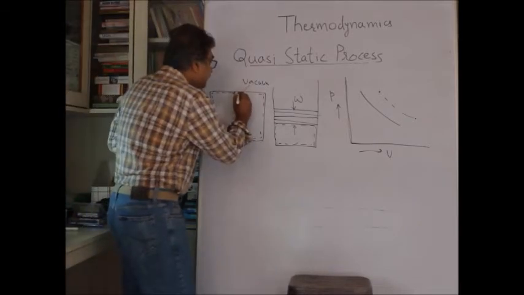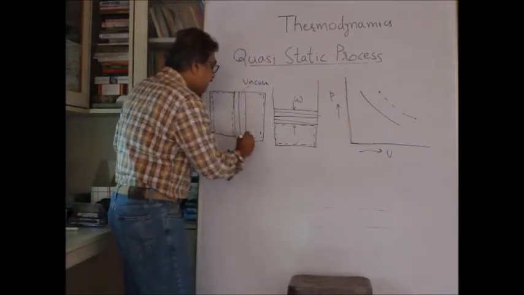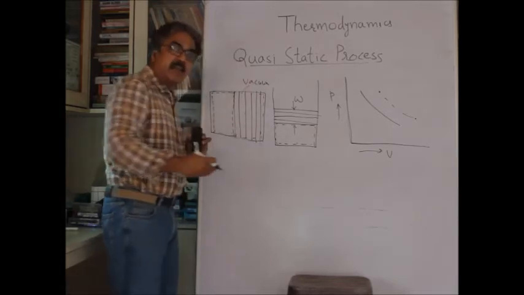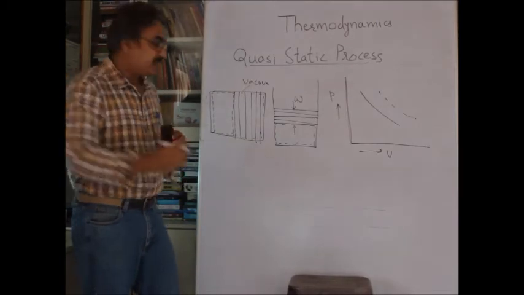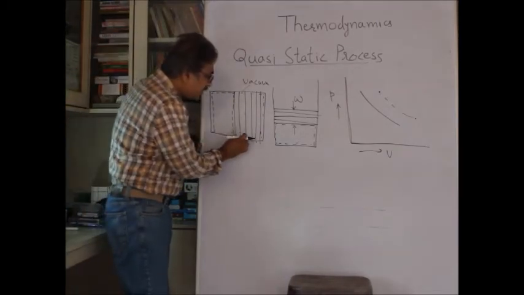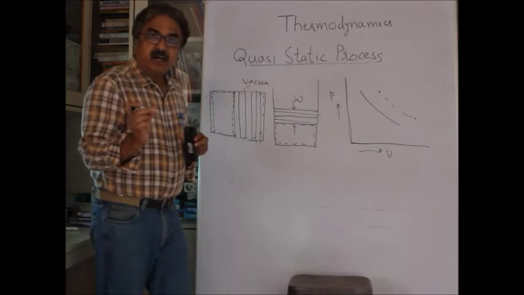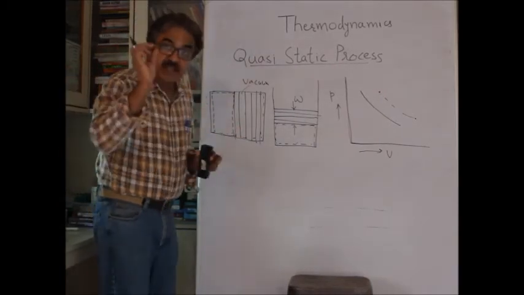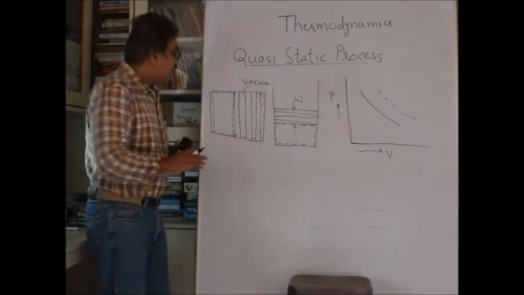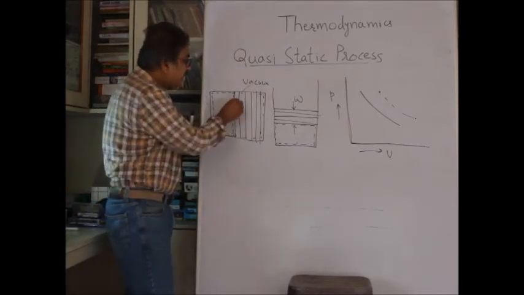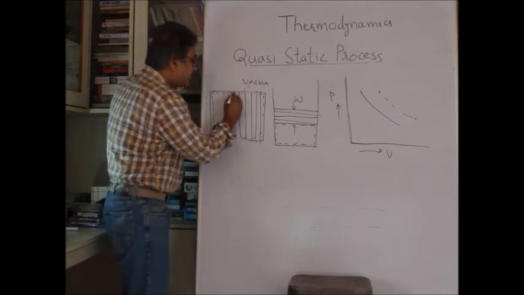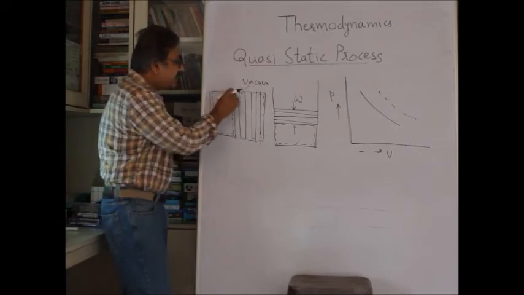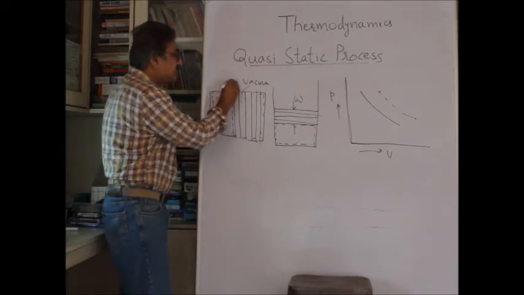So let's say that we are splitting this entire vacuum by inserting infinite partitions. That means you have a small space which contains vacuum, and there are infinite such vacuum spaces. Okay. Now let's say that we remove, so this is our first partition. The gas is at certain pressure, certain volume, right? And then we remove the first partition.